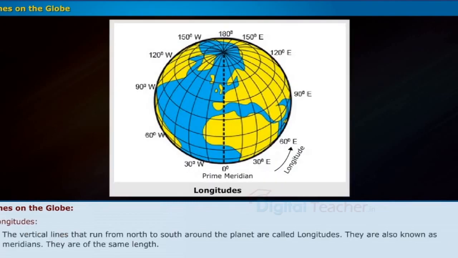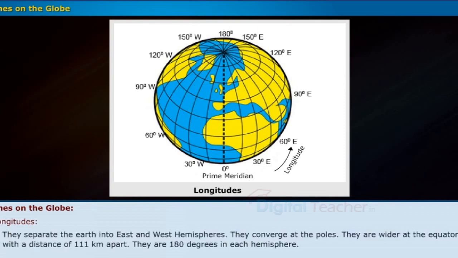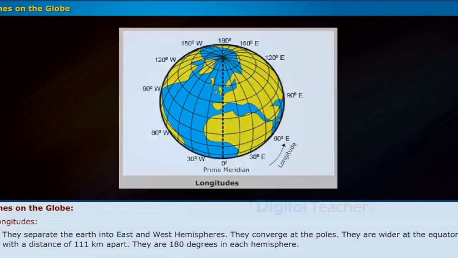Longitudes. The vertical lines that run from north to south around the planet are called longitudes. They are also known as meridians. They are of the same length. They separate the Earth into east and west hemispheres. They converge at the poles. They are wider at the equator with a distance of 111 kilometers apart. They are 180 degrees in each hemisphere.